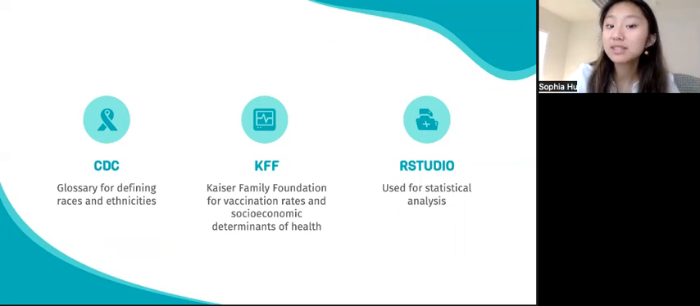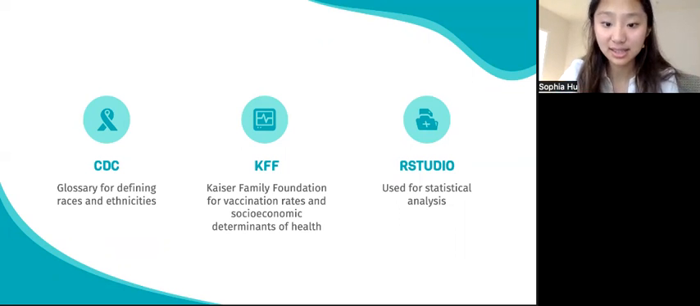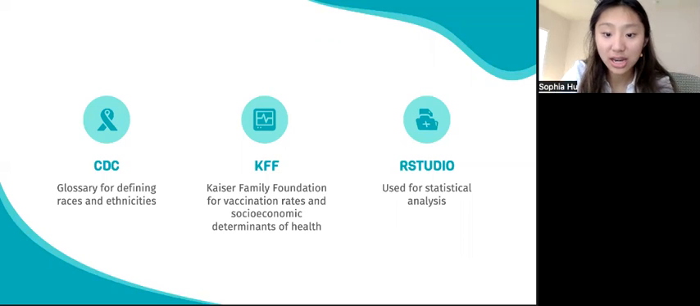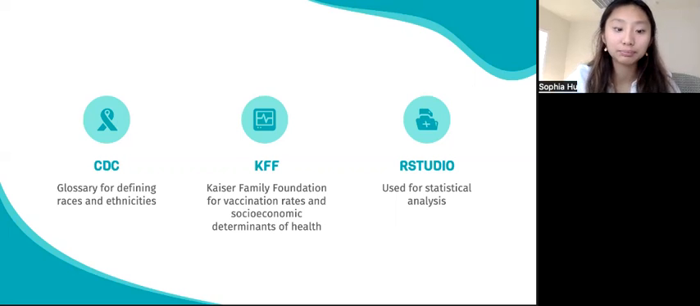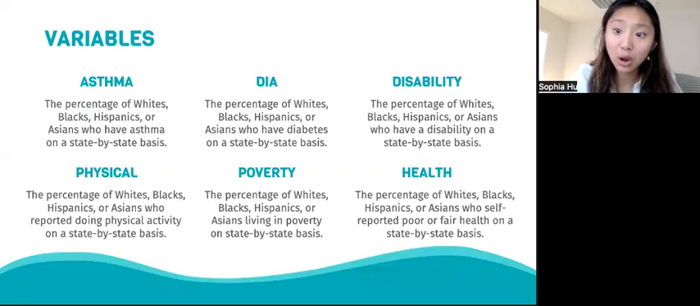That being said, I'm going to define these 4 races the way the CDC does. The CDC defines white as a person having origins in any of the original peoples of Europe, the Middle East, or North Africa; Black as a person having origins in any of the Black racial groups of Africa. Terms such as Haitian can be used in addition to Black or African American. Hispanic as a person of Cuban, Mexican, Puerto Rican, Central or South American, or any other Spanish cultural origin regardless of race. And finally, Asian as a person having origins in any of the original peoples of the Far East, Southeast Asia, or the Indian subcontinent, including, for example, Cambodia, China, India, Japan, Korea, Malaysia, Pakistan, the Philippine Islands, Thailand, and Vietnam.